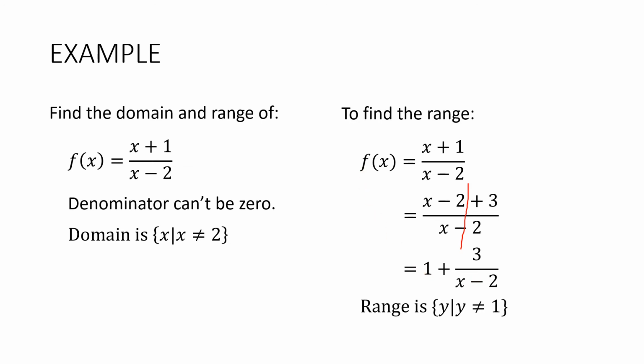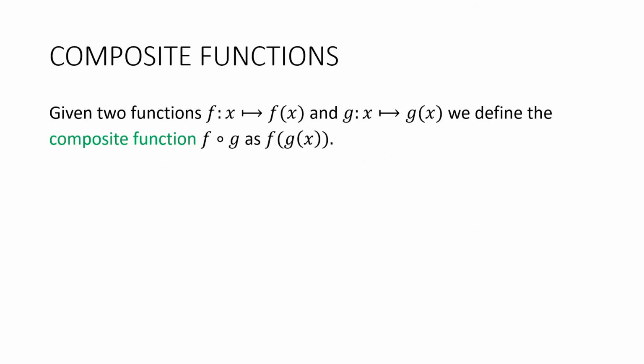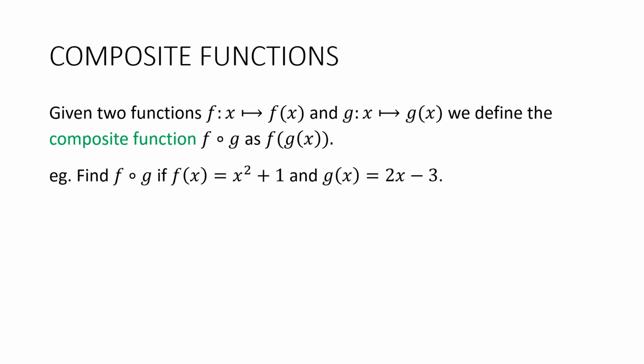Alright, so that means the range is y is not equal to 1. Now suppose we're given two functions, f and g, then we define the composite function, which looks like this, f with a little circle g, as f of g of x. That's probably the best way to learn it, f of g. Let's look at an example.